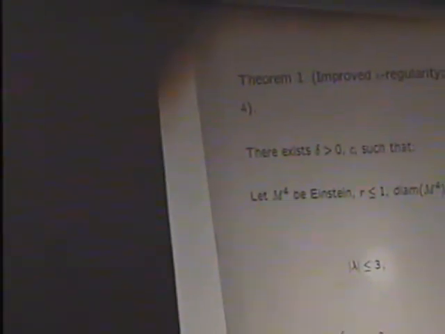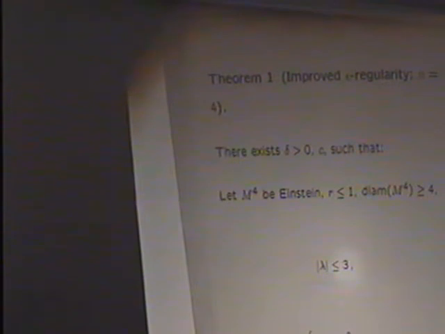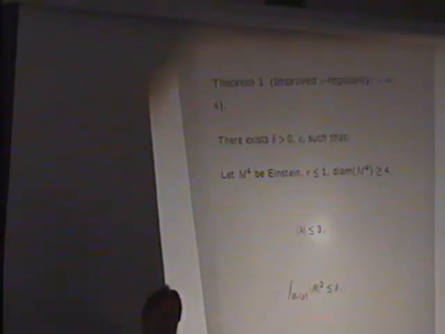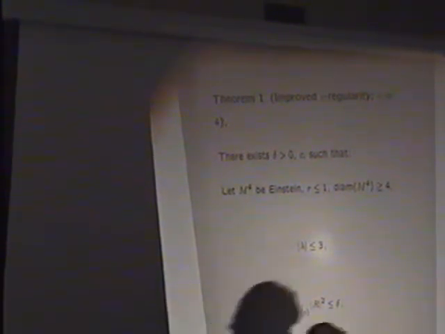So this is a big point. Hypothesis here, you have to assume it's small with respect to collapsing. Here, you don't need to assume it's small with respect to collapsing. It can be as collapsed as you want, and you still get a bound on the curvature. So this is the first new result.